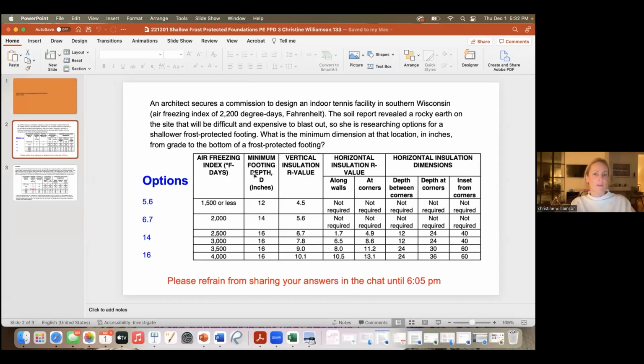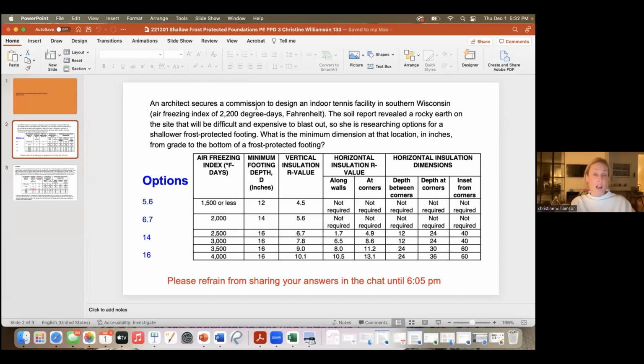What's the minimum footing depth, which is what they're asking us. What's the vertical insulation R value? The rest of this table is the portion that's not relevant. So they're asking us, what is the minimum dimension at that location in inches from grade to the bottom of a frost protected footing? And the minimum footing depth is right here at 16. It gives us that answer in this table.